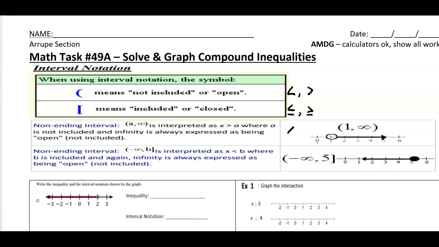Normally we'd say this is x is greater than 1, right? Well, another way to write that is the interval notation of starting at 1 but not including 1, all the way to infinity. Normally we would write this as x is less than or equal to 5, but the interval notation would be all the way to negative infinity, but not including it, you never include infinity because you never know where it ends, and then stopping at 5 with a bracket. Right, so that's what interval notation looks like.